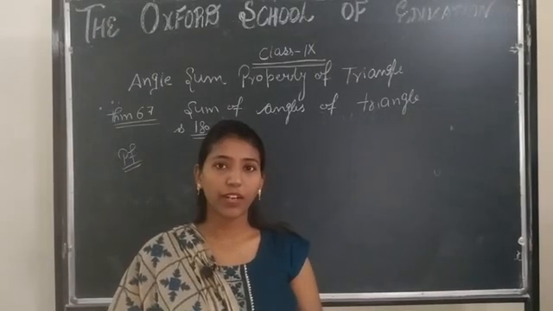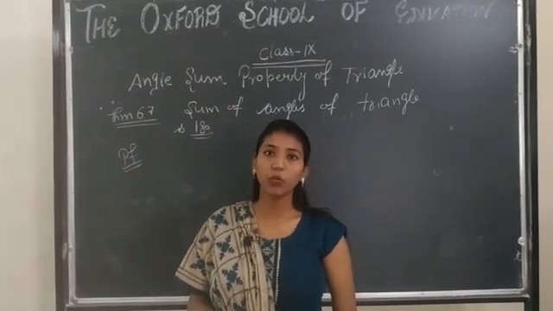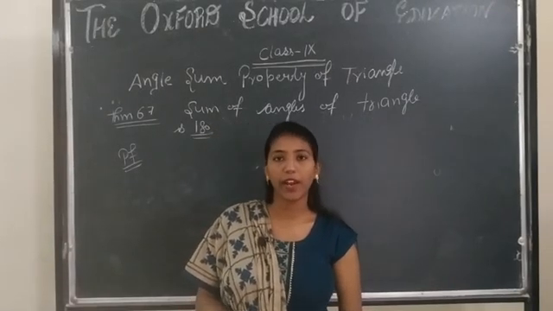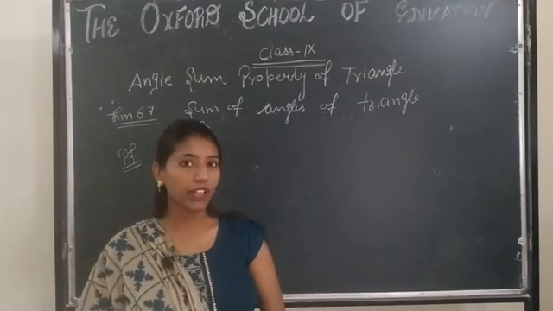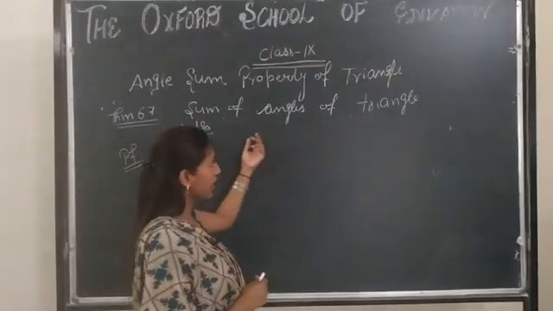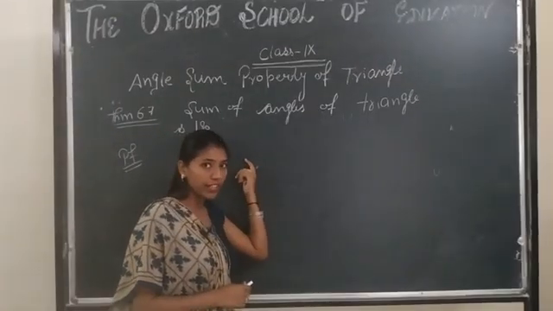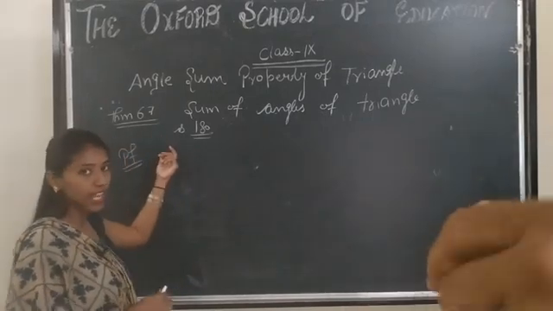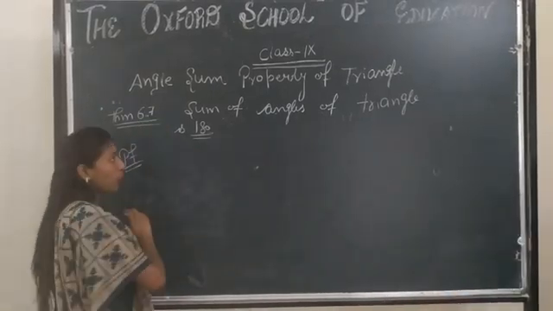Hello students, today we will do the angle sum property of triangle. You have proved it in your earlier classes through activity. Now we will prove it here. Sum of angles of triangle is 180 degree. This is theorem number 6.7 in your NCERT book.